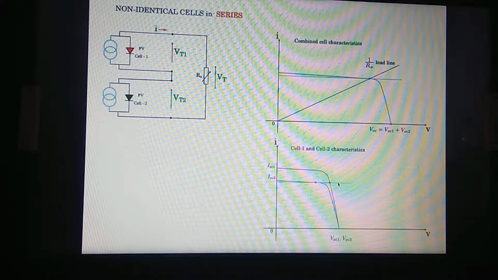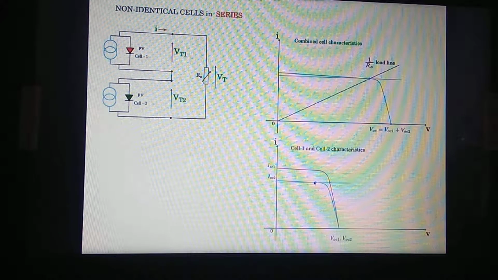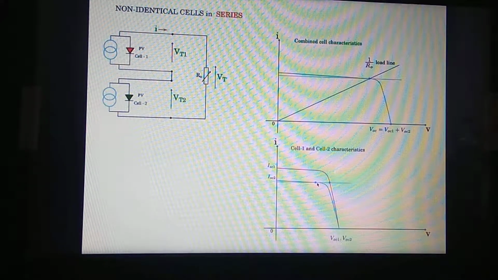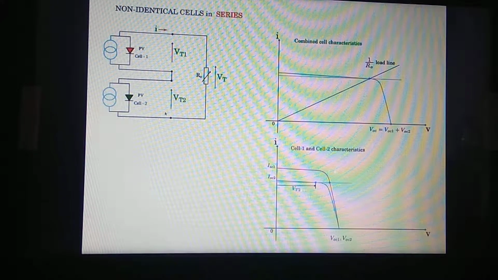So with respect to this load current, you see the operating points on the two IV characteristics of the PV cell are as shown like this, and you see the voltage across PV cell 2 is much reduced compared to that of PV cell 1, and the summation of this is what you see here, VT1 plus VT2.